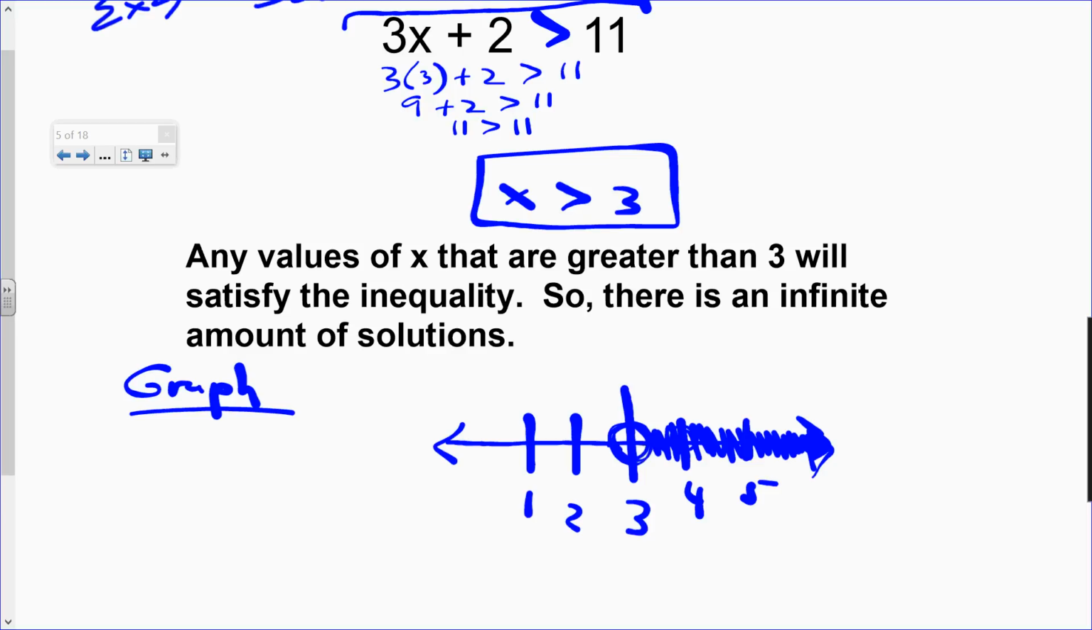Ibarra, can you give me a number bigger than 3? Thank you. Watch this. I'm going to pick Ibarra's solution and test it. You don't have to write this down, but I'm going to test 21. Ibarra picked 21. 21 is definitely part of this shaded area. It's way over here, but still part of the shaded area. Watch this. 3 times 21 plus 2, is that greater than 11? 3 times 21 is 63, plus 2 is 65. Is that greater than 11? Absolutely. It works. It resulted in a true statement.